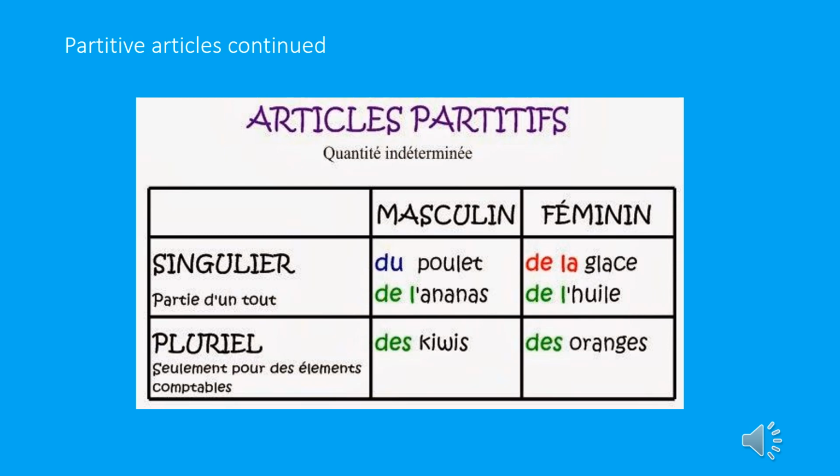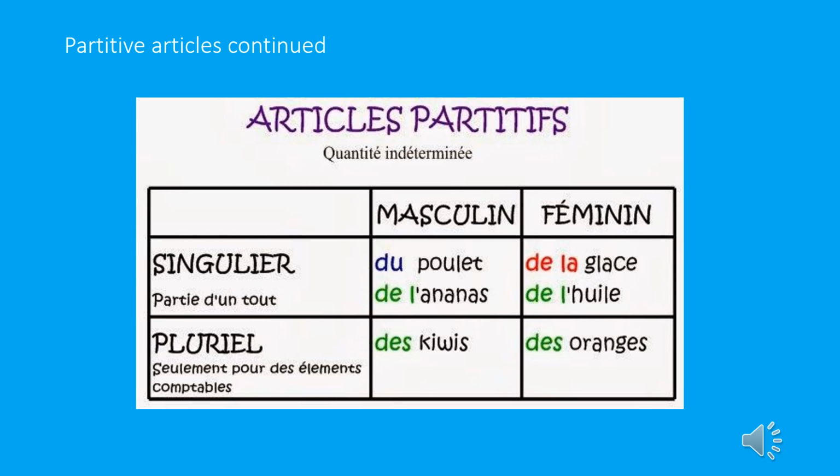Je mange des oranges. Oranges, you can guess, is oranges. Je mange des oranges. And here the joining is mandatory. It's obligatory. You have to join. You have to say des oranges. Des oranges.